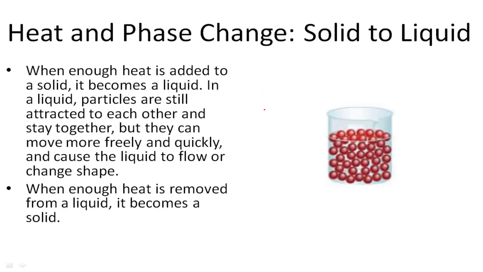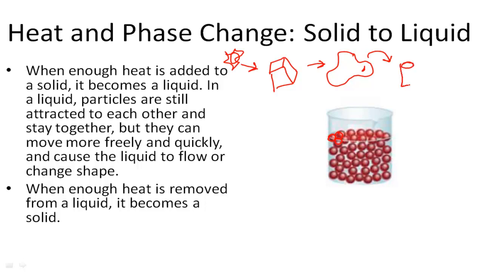Now, when heat is added to a solid, like if you put ice out in the sun, it can become a liquid. In liquid, the particles, these molecules, are still attracted to one another, but they can move a little bit more freely, and that's what causes the liquid to flow or change shape. So now we have liquid, like a puddle of water, and if you poured this puddle of water into a glass, it would take on the shape of that glass.